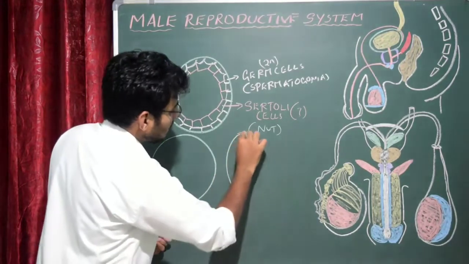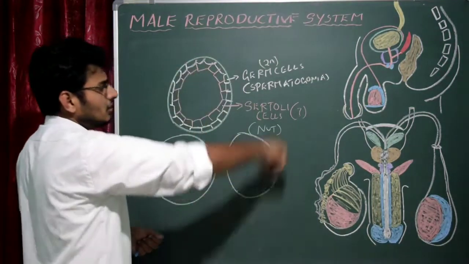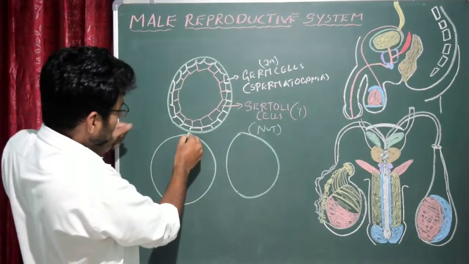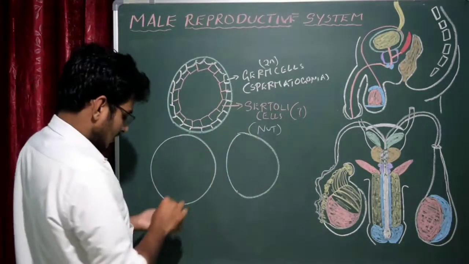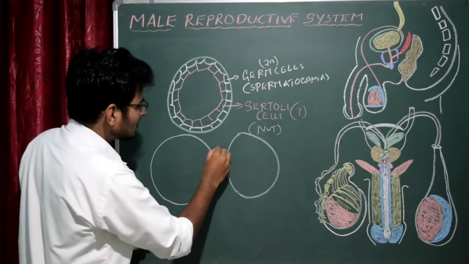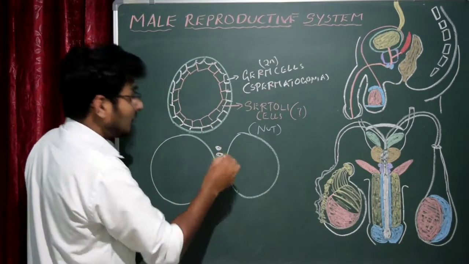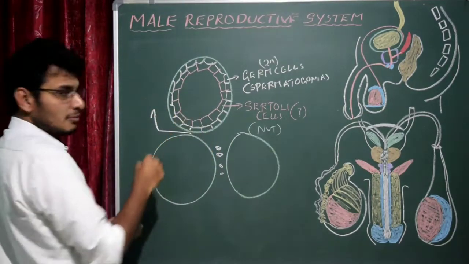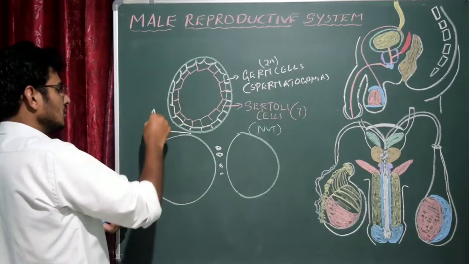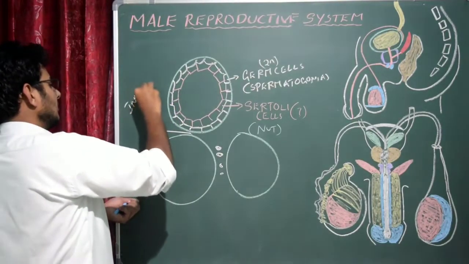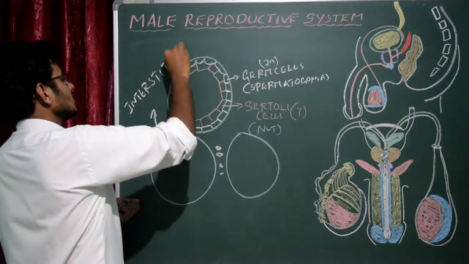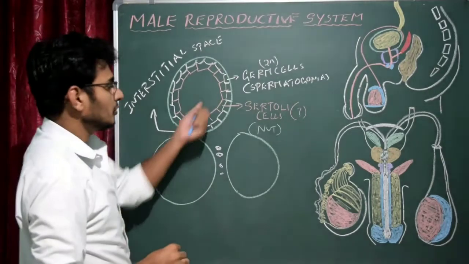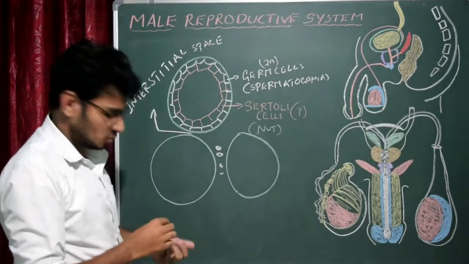We'll just draw 3 seminiferous tubules which is present in one testicular lobule to understand the concept. And you could see that between the seminiferous tubules there is a gap. See, you could see the gap, right? This gap is filled with some cells. These gaps between the seminiferous tubules are called the interstitial space, which is present between 2 or maybe 3 seminiferous tubules.